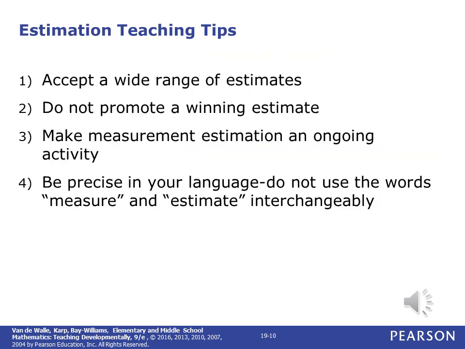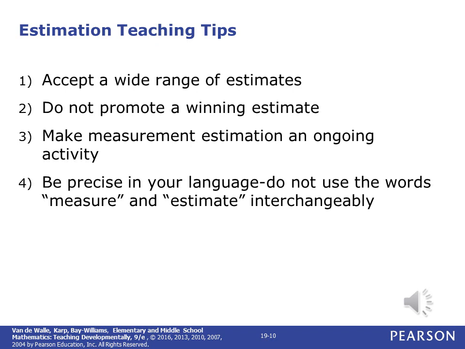There are a couple of teaching tips that I really want to stress, and some of them might be contrary to what you've encountered in the past. First, you need to accept a wide range of estimates. We're telling students to estimate, so it's not going to be exact. So you need to broaden the scope of what you're going to accept, so that students don't feel that the overall goal is precision, but rather accuracy.